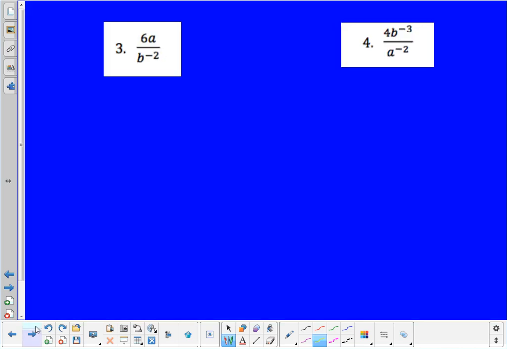In number 3, 6a over b to the negative second. So I need to take that b to the negative second, and I need to move it up. So I end up with 6a times b to the second over 1, because there was nothing else left in front except the 1, and we all know that writing a denominator of 1 doesn't make a difference, so I just need 6ab to the second.